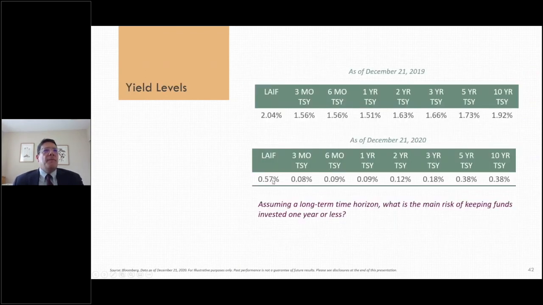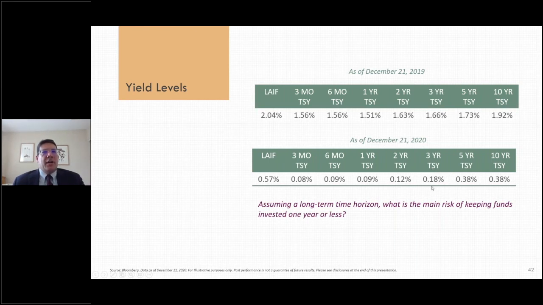So even though yields are generally lower than they were a year ago, look at the 2-year treasury, 163 a year ago, December 21st, and then as of this past December 21st, 12 basis points. 3-year, 166, today 18. Even though they're much lower than where they were a year ago, you also need to look at it on a relative basis. And it's just an argument for having at least a portion of your portfolio out in longer, because I'd rather earn 18 basis points than earn 8.